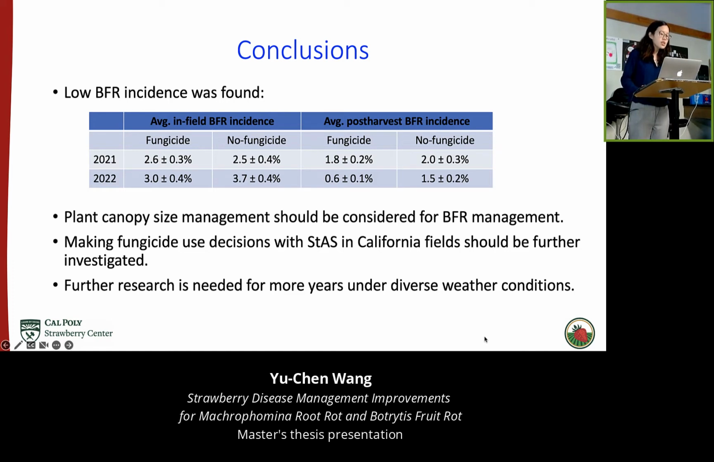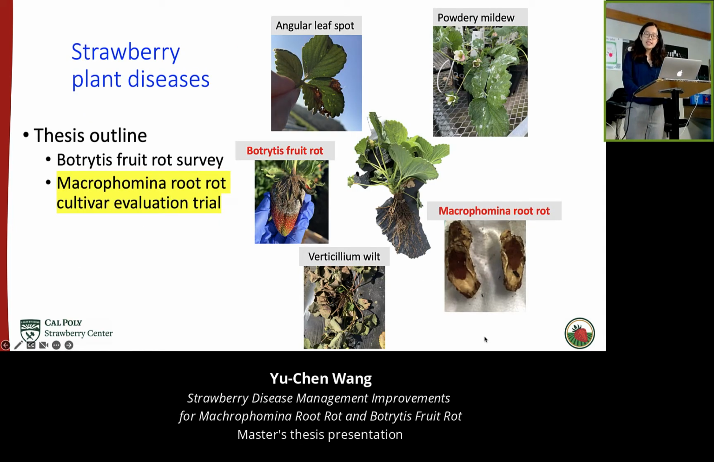And of course, the impact of using the strawberry advisory system needs to be further investigated, and this research should be further conducted in different years with different weather conditions. Moving on to the next disease, a soil-borne disease called Macrophomina root rot.